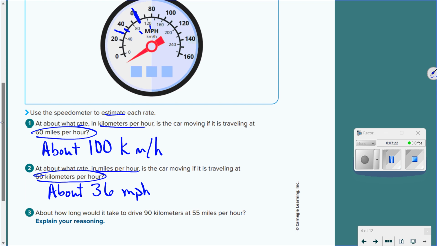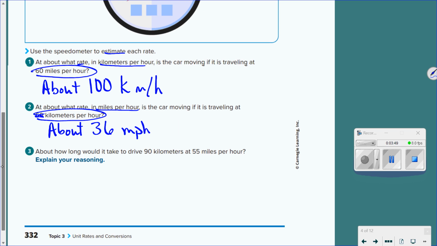So on this one, I was looking at 60 kilometers per hour, right? So I need to find 60 on the inside because the inside is my kilometers per hour. So right here is 60 because it's halfway between 40 and 80. And then I now switch to the outside. Now it's between the 30 and the 40, but it's a little towards the 40. That's why I said 36 instead of 35. But either of those would have been good. Got it now? Good. About how long would it take to drive 90 kilometers at 55 miles per hour?